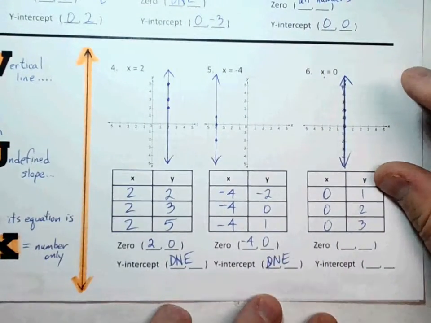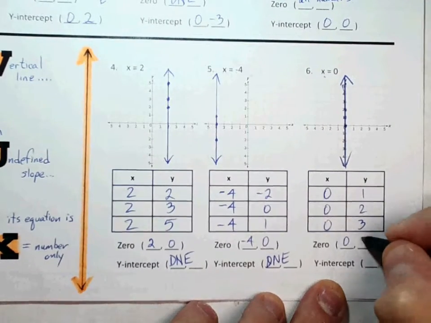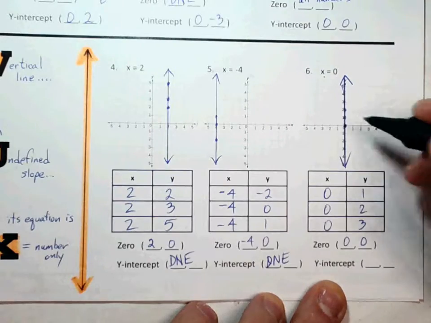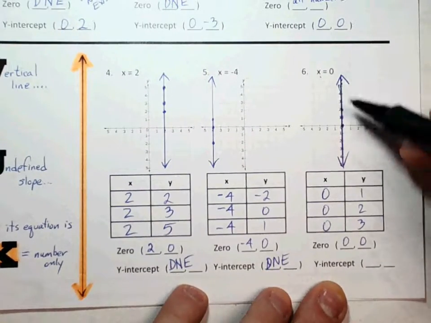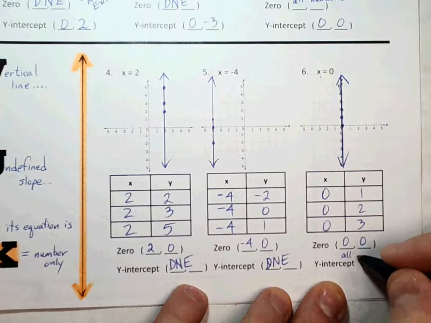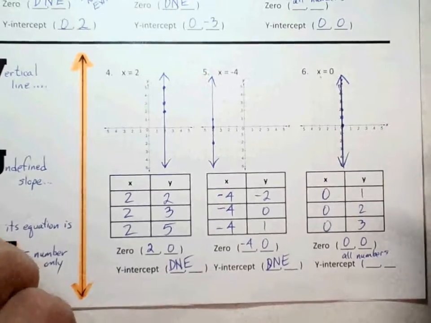All right. So do I have a 0? Do I cross the x-axis? Yes, I do. I cross at the origin. And the y-intercept is just like the one up here. I have a whole bunch of y-intercepts, so I'm just going to say all numbers. Okay? So your notes are done.